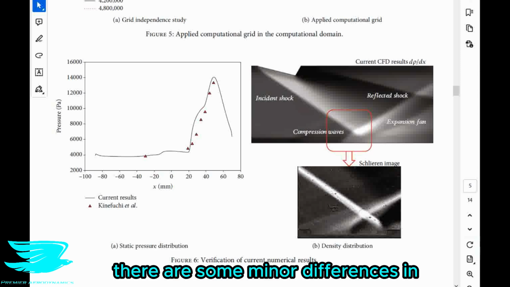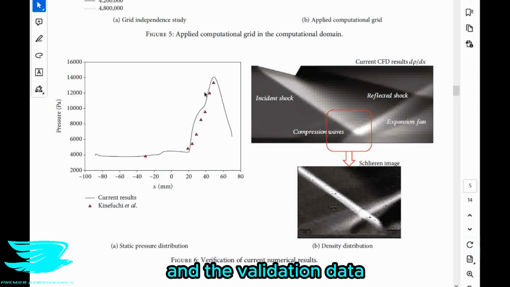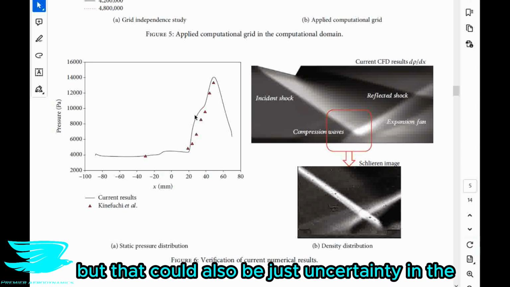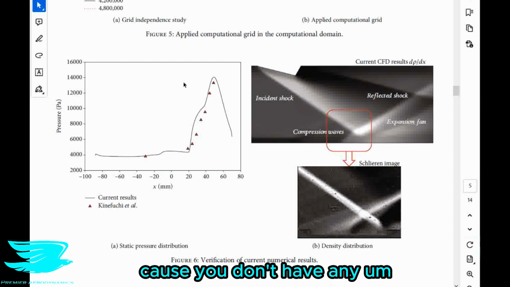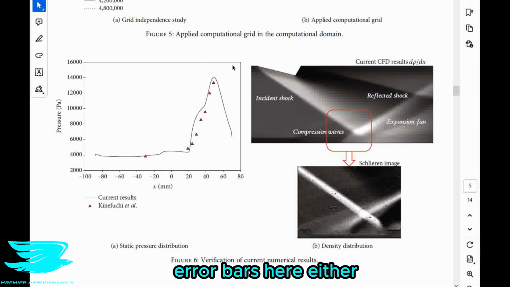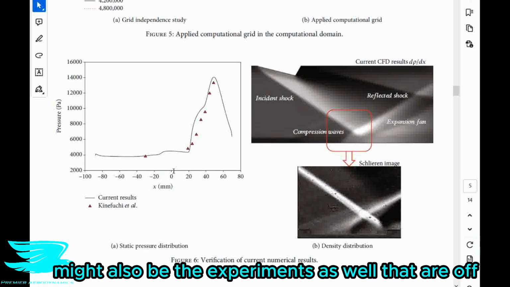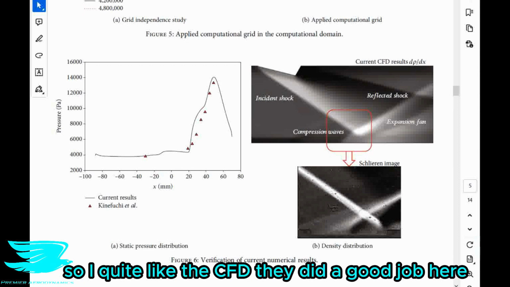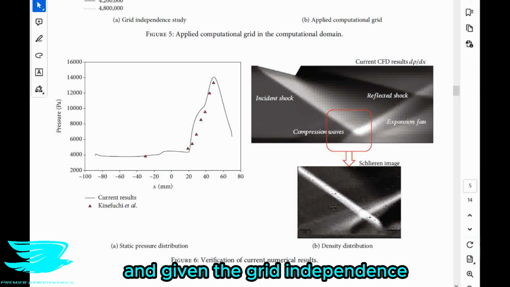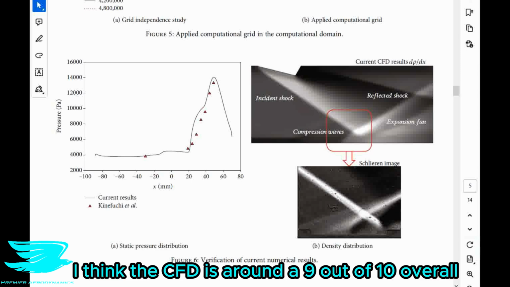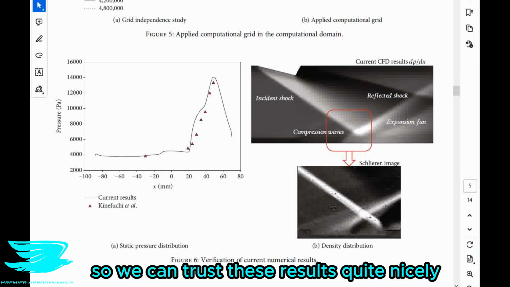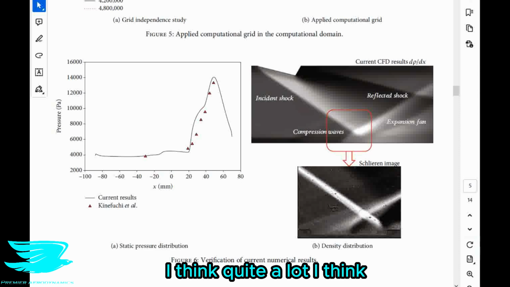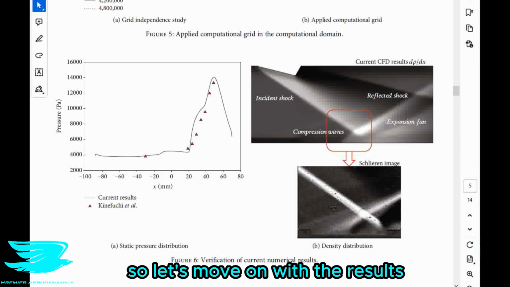And I mean, okay, there are some minor differences in the pressure data between the CFD and the validation data, but that could also be just uncertainty in the experimental data as well, because we don't have any error bars here either. So it might not be just the CFD, it might also be the experiments that are off. So I quite like that the CFD did a good job here. And given the grid independent study and the validation, I think the CFD is around a 9 out of 10. Overall, it's really good. So we can trust these results quite nicely, I think. So let's move on with the results.